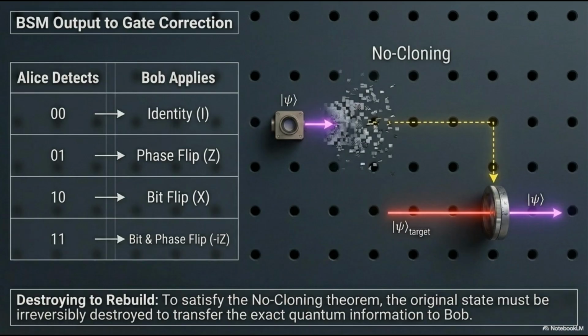If she detects 0 1, Bob applies a phase flip gate, also known as the Z gate. If she detects 1 0, Bob applies a bit flip gate, also known as the X gate.